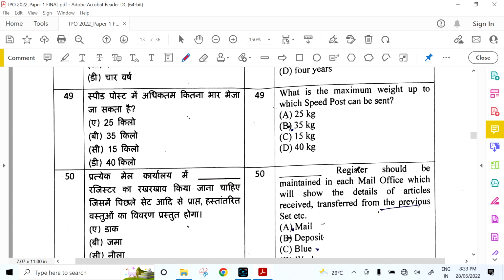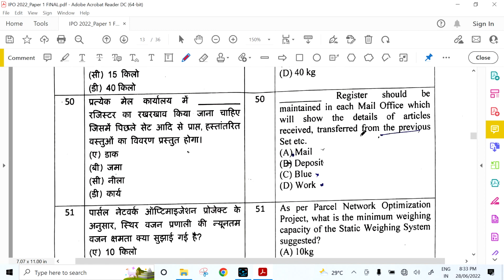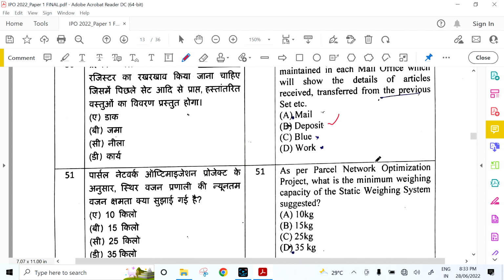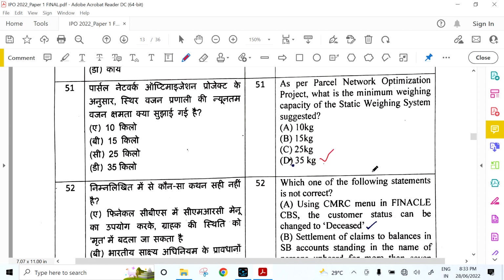What is the maximum weight up to which speed post can be sent? It is 35 kg. And dash register should be maintained in each mail office which will show the details of articles received, transferred from previous set, etc. It is deposit register. One deposit register will be maintained for transfer of articles. As per PNOP, what is the minimum weighing capacity of a static weighment system suggested? It is 35 kg. You should simply remember that speed post is 35 kg and this SWS also 35 kg minimum weight.